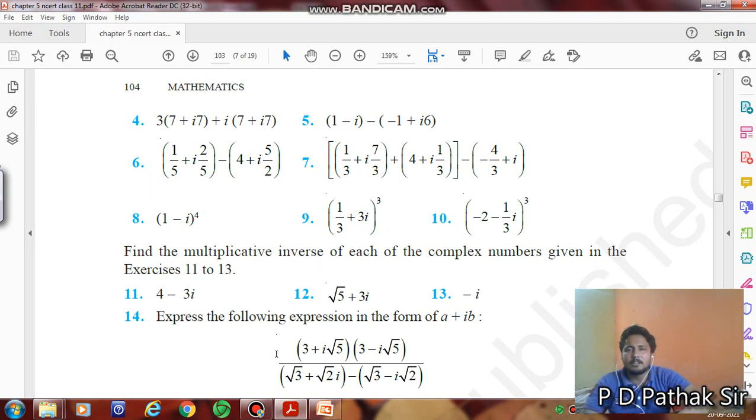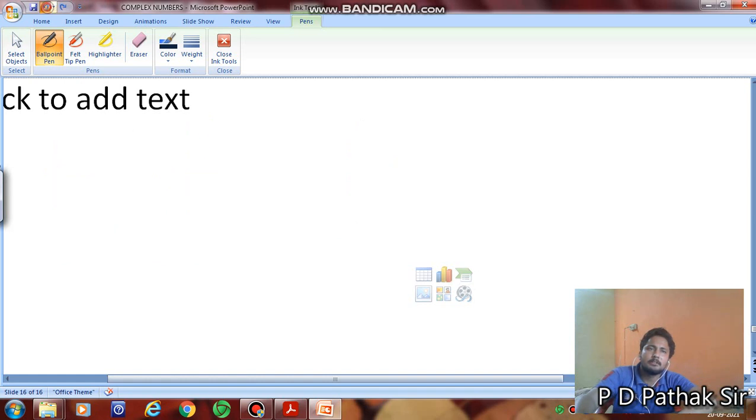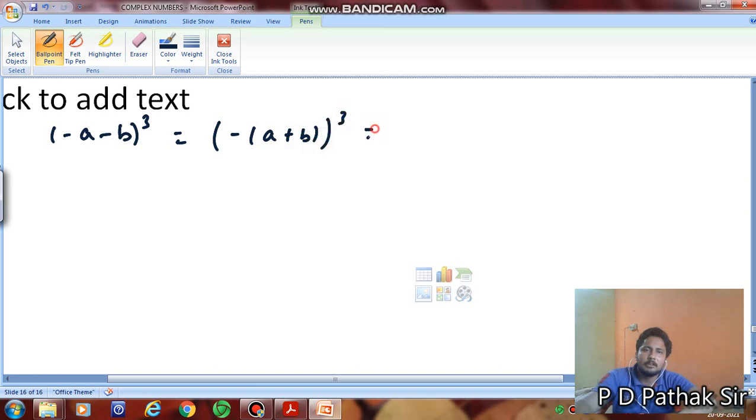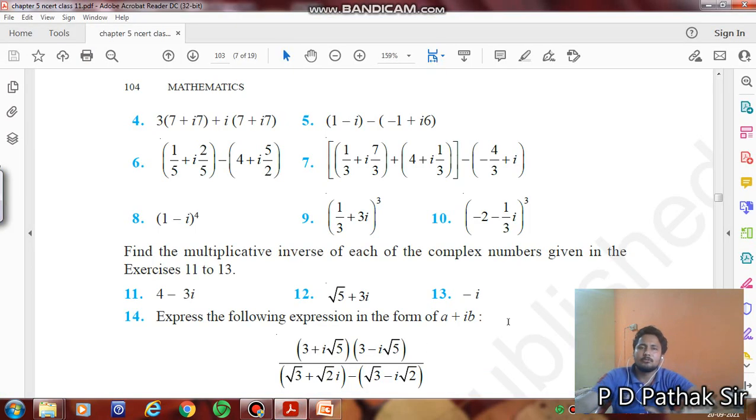Similarly, question number 9, a plus b whole cube. Similarly, question number 10, minus a minus b to the whole power 3. It means minus a plus b to the whole power 3. It means minus 1 to the power 3, a plus b to the whole power 3. Or you can write minus a plus b to the whole power 3. So now expand this simply and then multiply this expression by negative. Similarly, this question you have to do yourself.